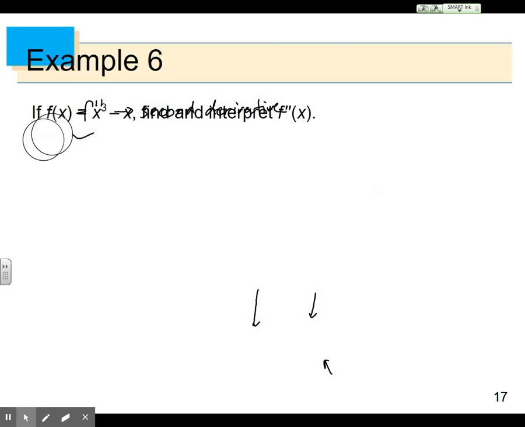I want to find and interpret the second derivative. Now, we already took the first derivative of this, so I'm going to save myself a little bit of time. If you go back and look at, I think it was the first example we did today. It was right after the graphing, so maybe the second example that we did today. We found that the derivative of this was 3x squared minus 1.